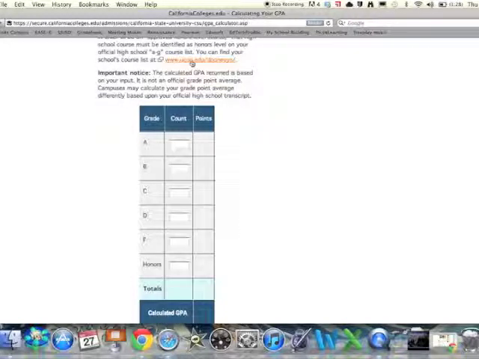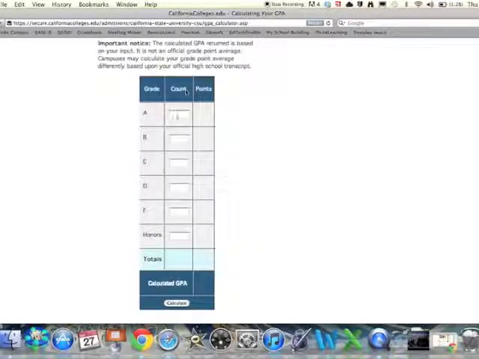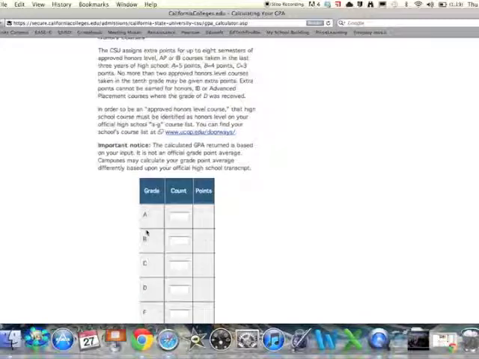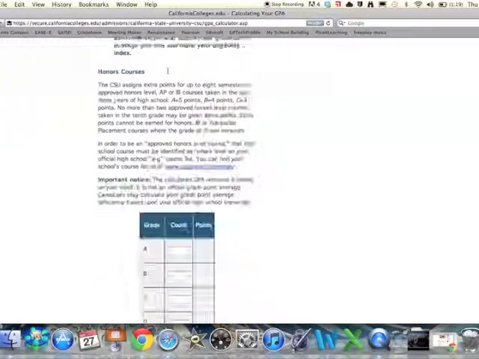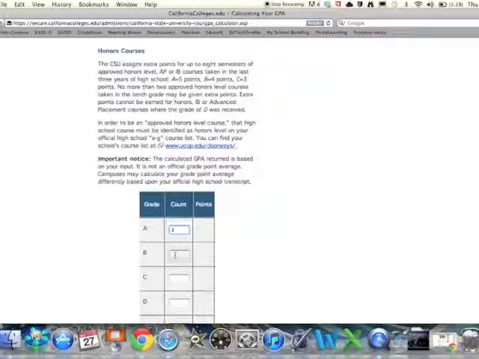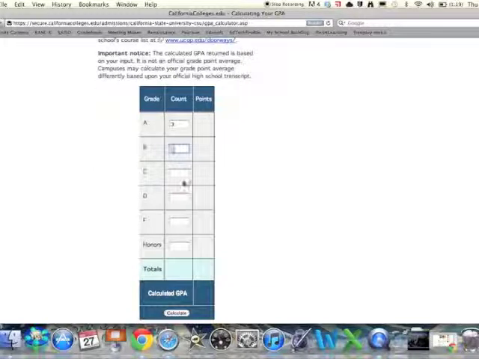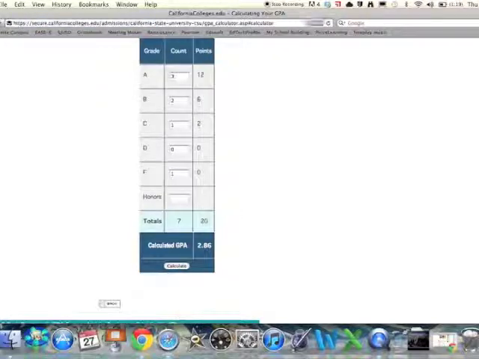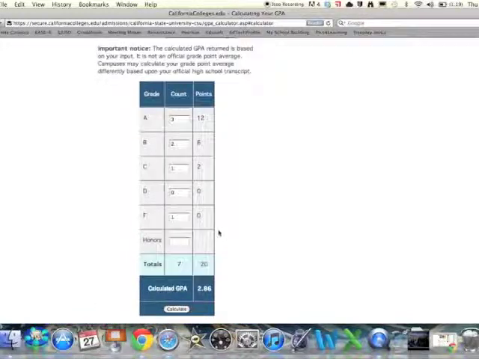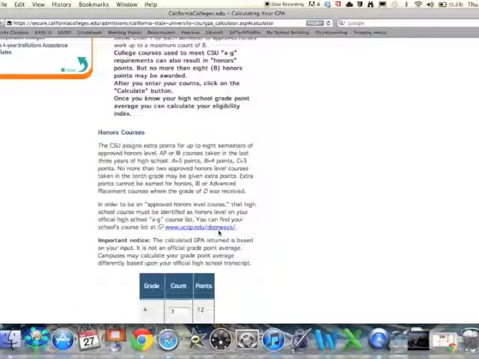You also want to enter your school's course list, entering how many grades of A you have, how many grades of B, C, D, and F. Honors for Lincoln High School does not count for extra bonus credit. However, AP does, so do be aware of that. So for example, let's say I received 3 A's, 2 B's, a C, no D's, and 1 F. My GPA is a 2.8. So keeping that in mind is rather handy.